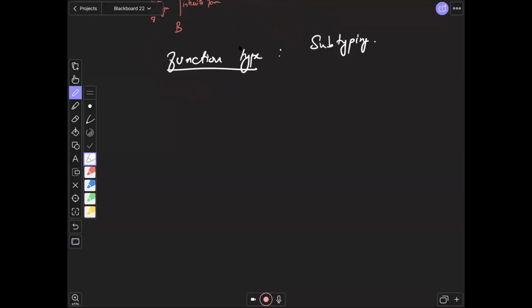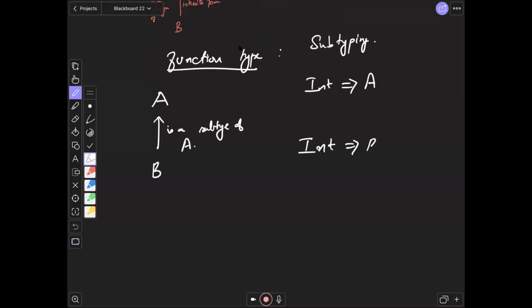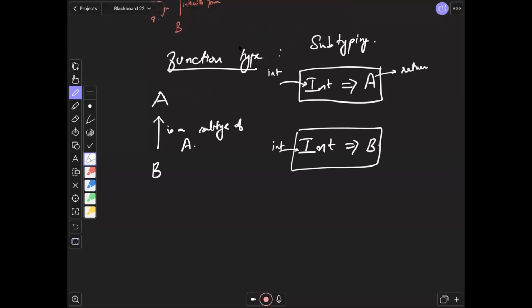Let us take an example. Let's take A, and let's take B. And let's say B is a subtype of A. Now let's take the function type int arrow a, and let's take the function type int arrow b. These are two types. Function type int arrow a is a function that takes in an integer and returns an object of type a. This function type is a function that takes in an integer and returns an object of type b.